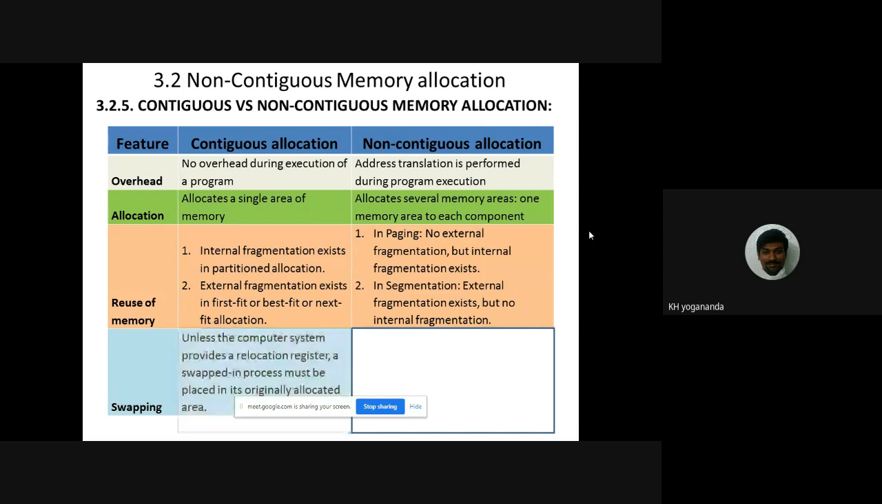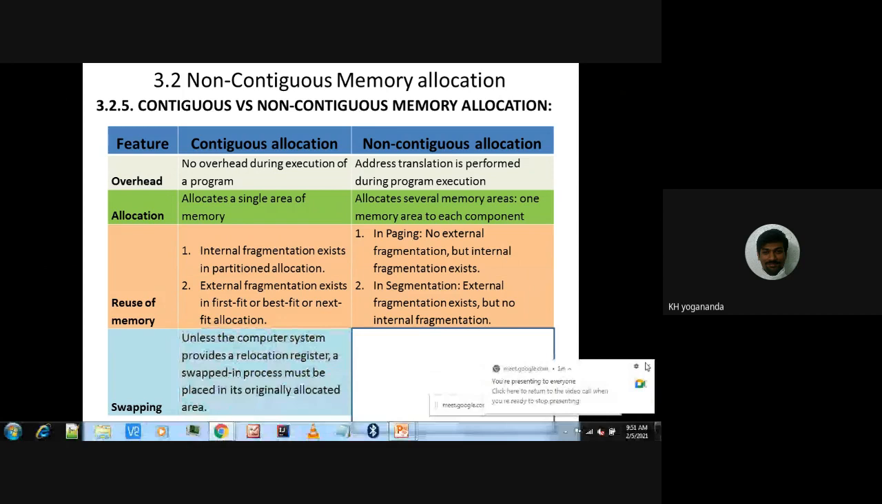Then swapping. Coming to swapping, we know what the swapping process is. There will be swapping out and swapping in. So the same thing we will be discussing here. Unless the computer system provides a relocation register, a swapped in process must be placed in its original allocated area. There should be a relocation register. Why? Because we are swapping out the process which is not in the schedule. Unless there is a relocation register, the swapping in process will not take place.